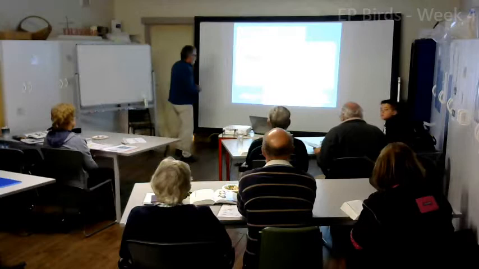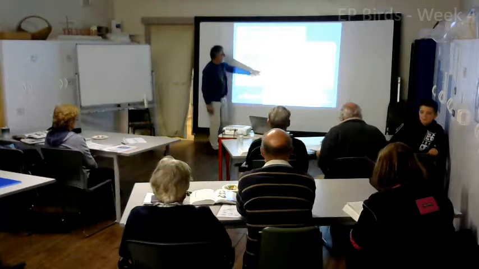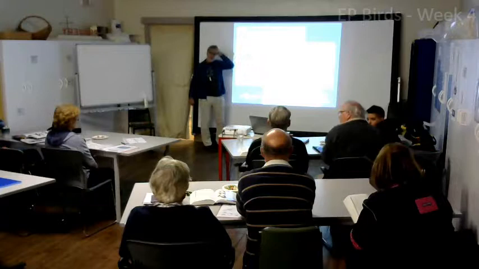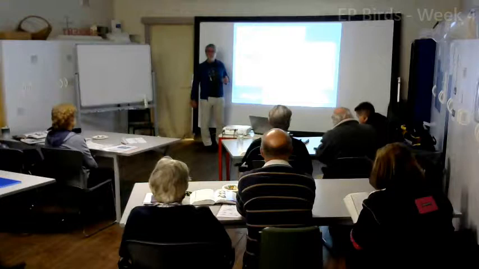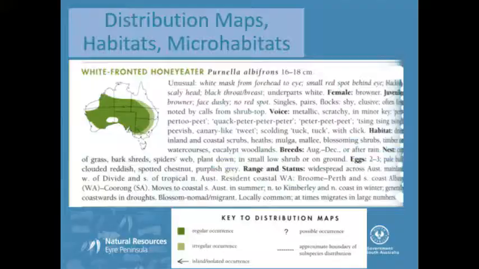Then, down further, you've got the range and status. And that's going to summarise where the different subspecies are. And it's also going to summarise how they move across the landscape at different times of the year, whether they migrate or not. So this guy, widespread across Australian mainland, west of the divide, and south of tropical North Australia, which is sort of what you're seeing there.